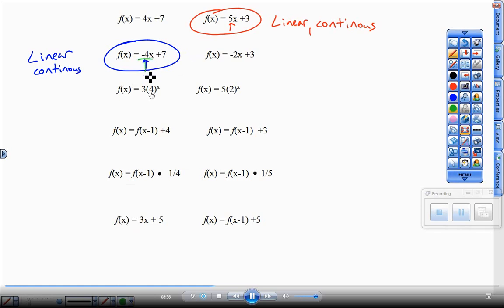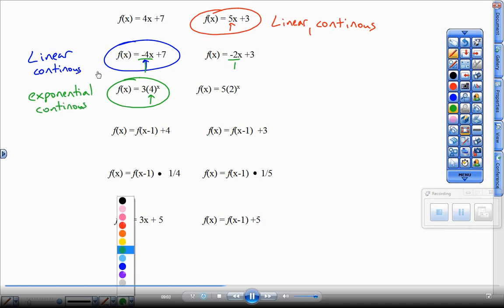For our geometrics, look at the number in the r spot, the number that's being raised to the x power. That tells you what is the greater rate of change on just equations. This 4 is bigger than that 2. That makes this a greater rate of change. These are exponential, and these are explicit forms, so continuous. Make sure you're writing all these words.